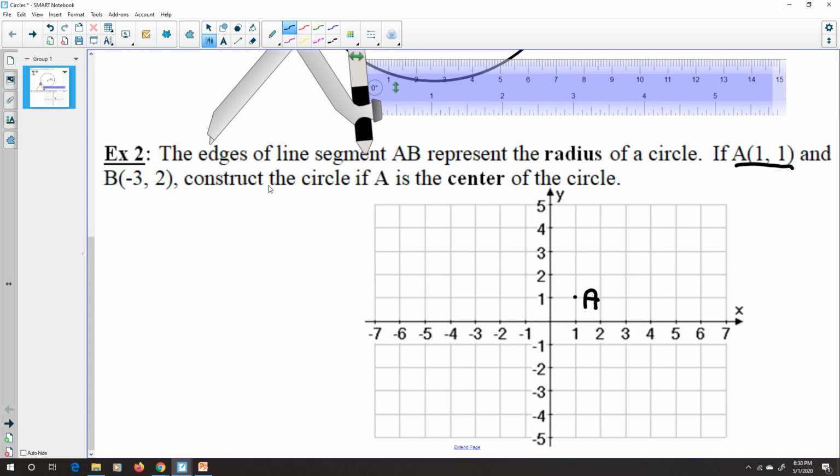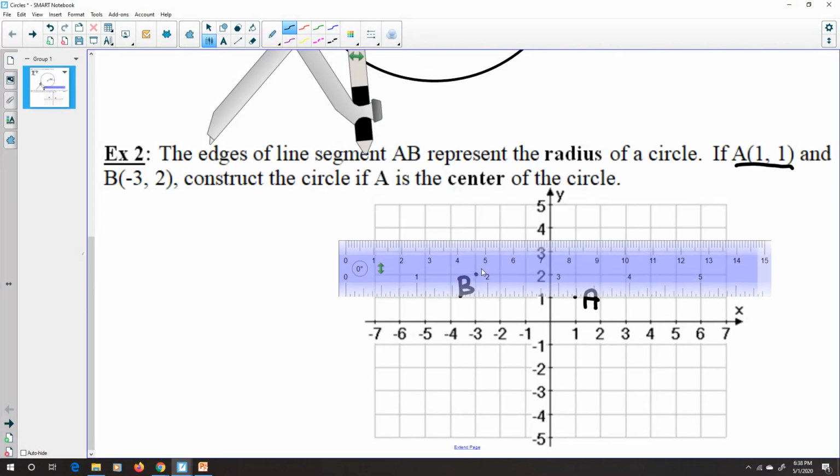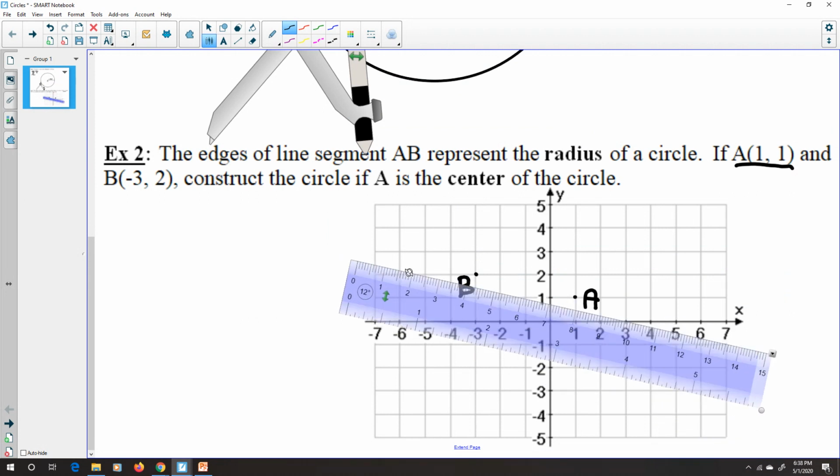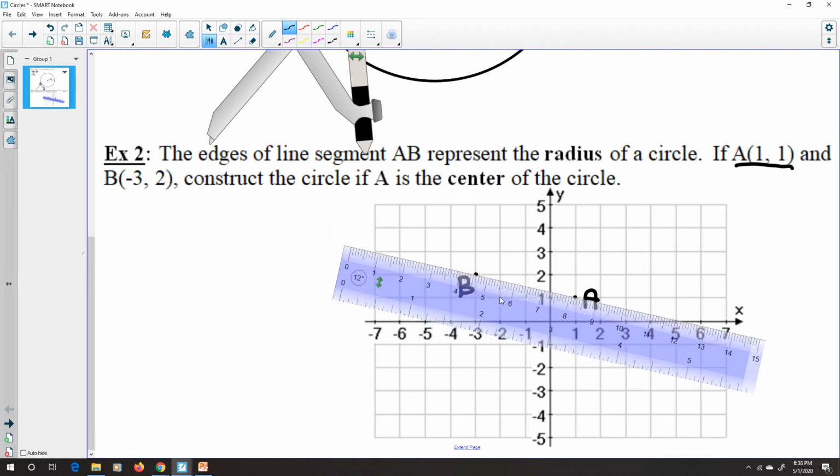Point B is at -3, 2. So starting at the origin, the negative tells you to go towards the left. You go left by 3. And then since the y coordinate is positive, you go up by 2. So point B would be located right here. I'm going to take my ruler now, and I'm going to just draw a line between A and B. Draw a line that connects them.